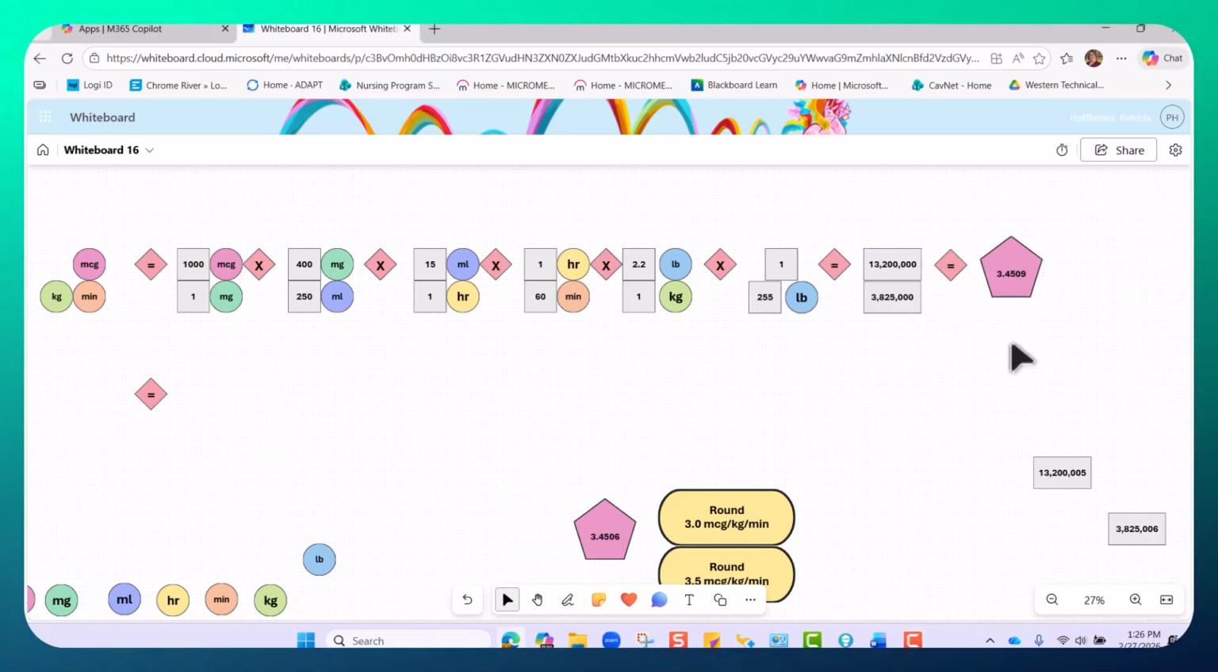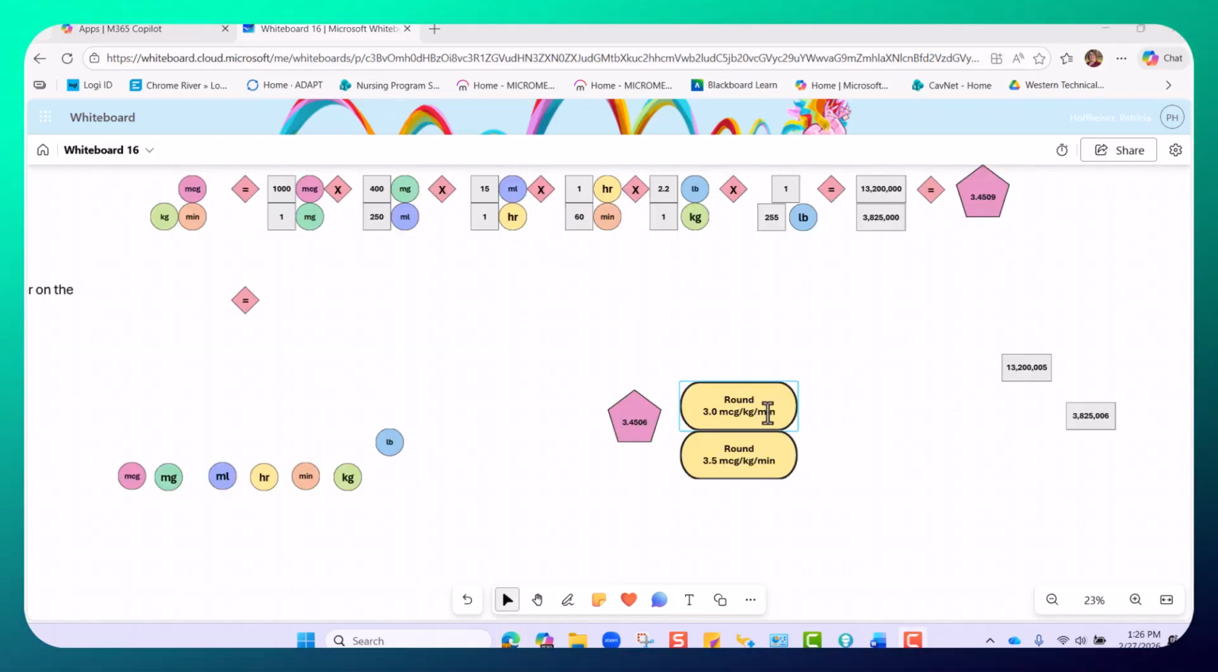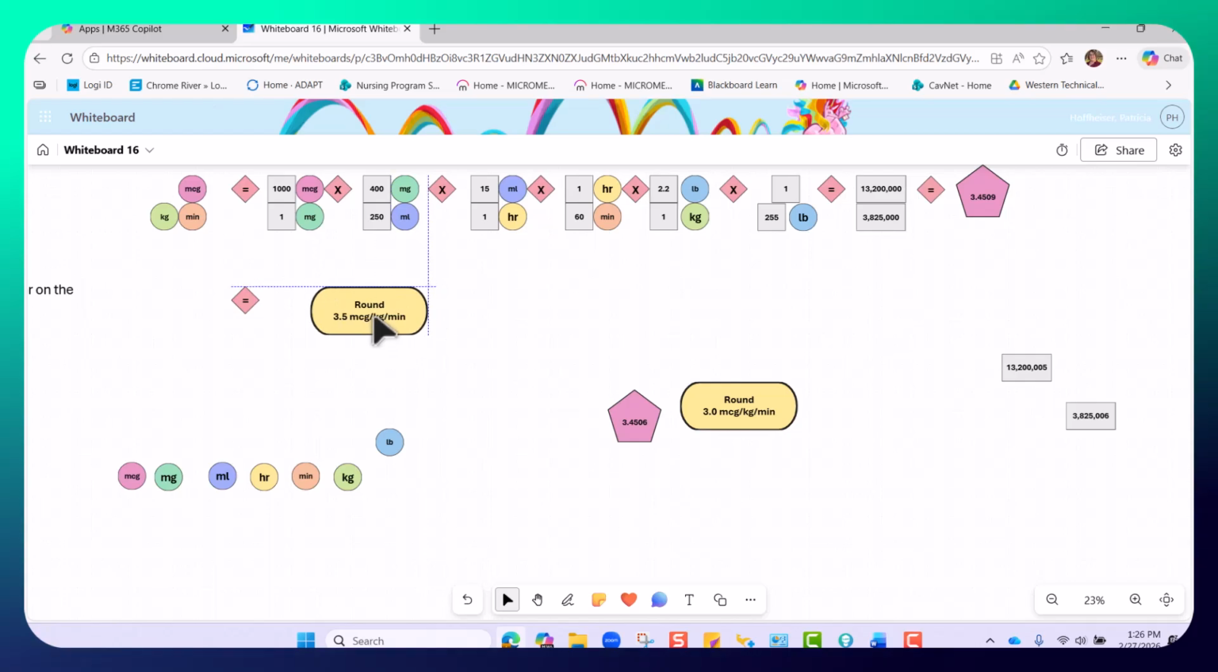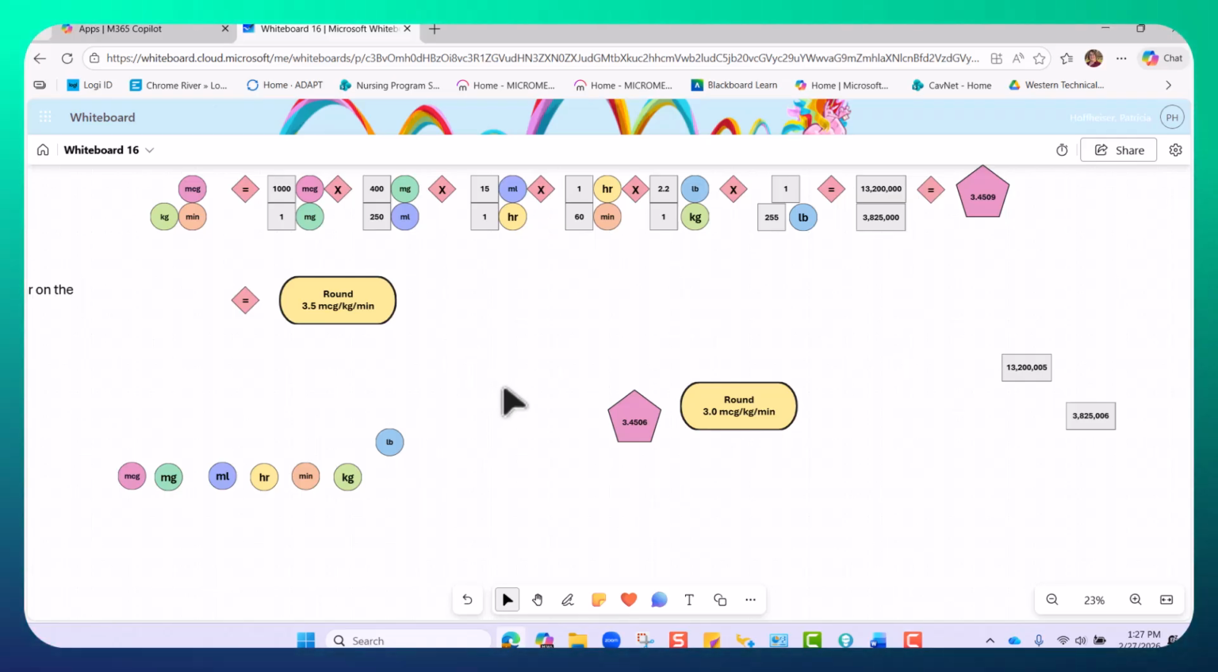Okay, so now they've got to the answer part, but now we need to finish it off. So the final piece was round to the 10th place. So down here, the students would have to select from these 2 rounded answers. Is it 3.0 or 3.5? And the correct answer is, it is 3.5 micrograms per kilogram per minute is their final answer.